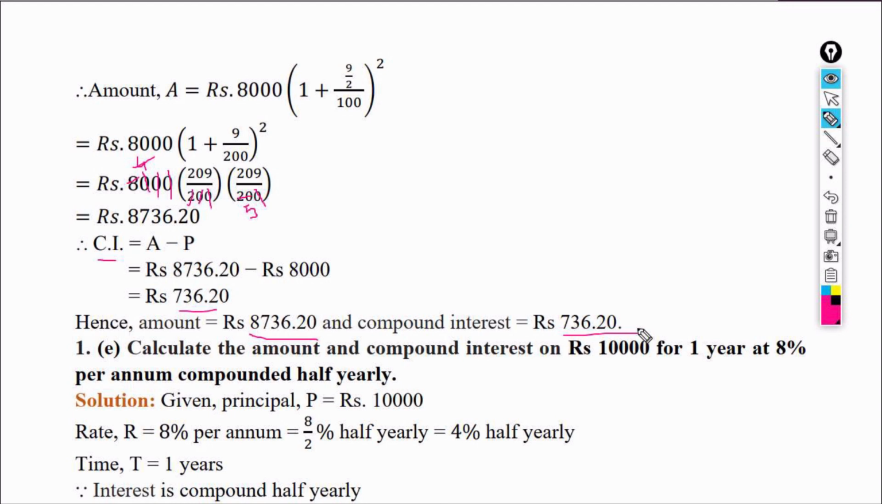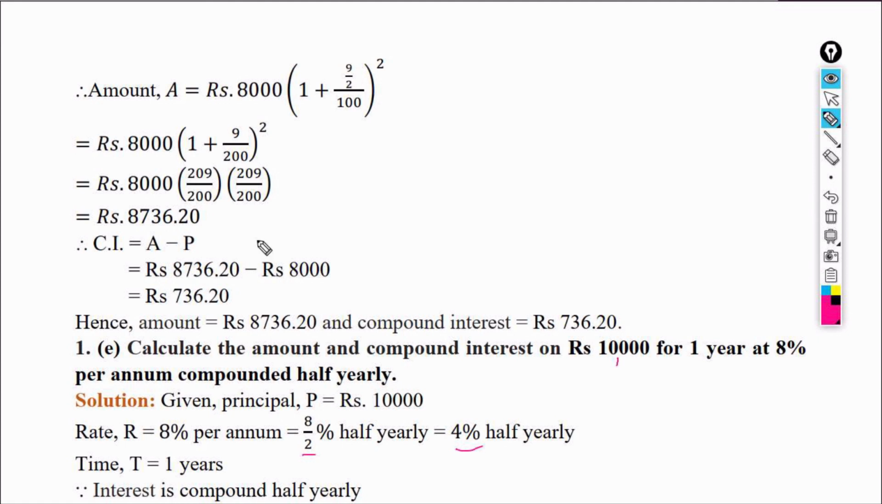Now I am coming to question number 1, E part. Calculate the amount and compound interest on rupees 10,000 for 1 year at 8% per annum compounded half yearly. It is very simple, similar to D, and in the D part you had 9 by 2, that is a fraction, but here 8 by 2 is 4. So this question is easier than 1D.